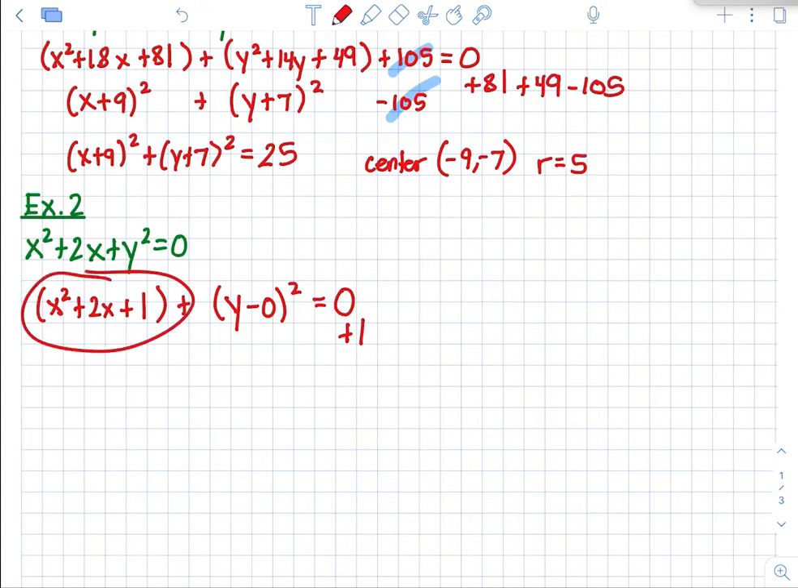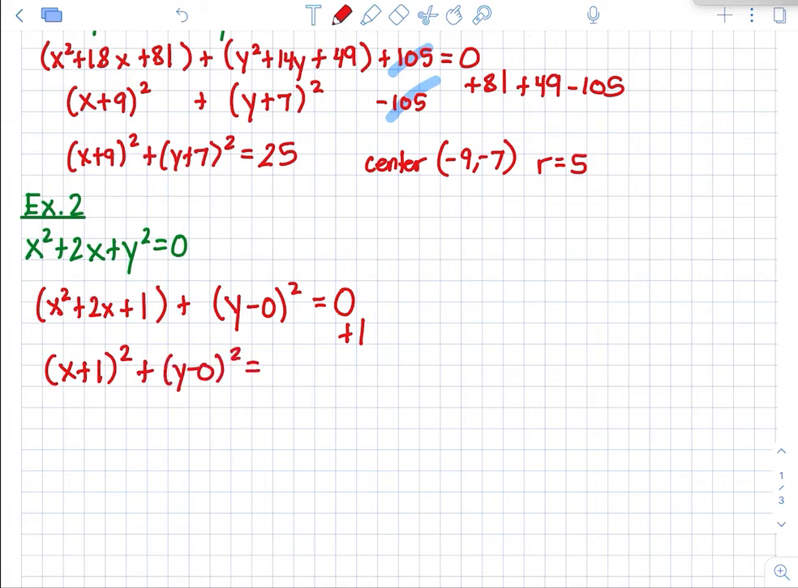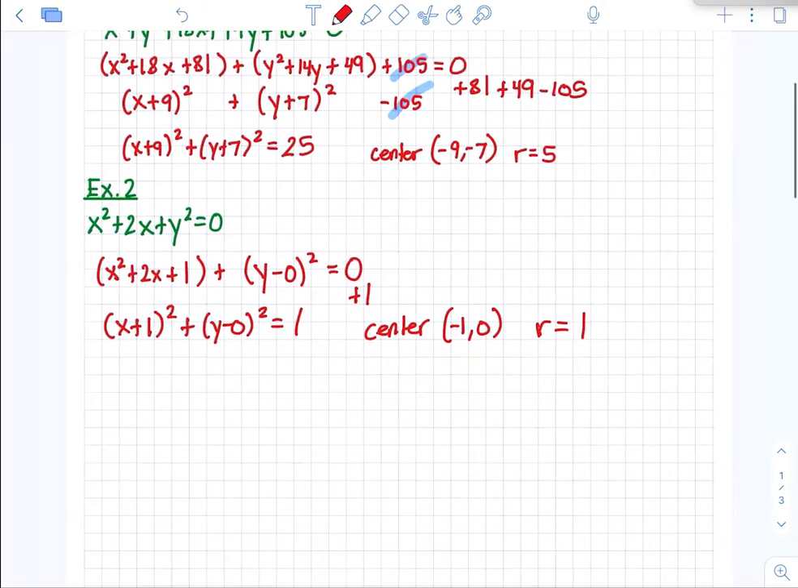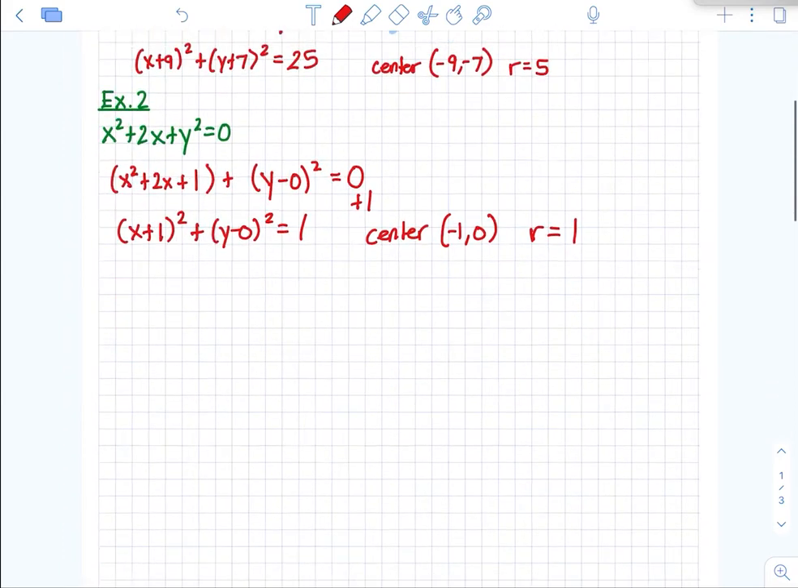So completing the square, to complete the square form, we get x plus half of 2, which is 1, squared, plus y minus 0 squared is equal to 1. And now we can find our center, which is going to be -1, comma 0. Your radius is going to equal the square root of that number, so the square root of 1 is just 1. So the center is -1, comma 0, and the radius is equal to 1. So that's how you go about those problems.